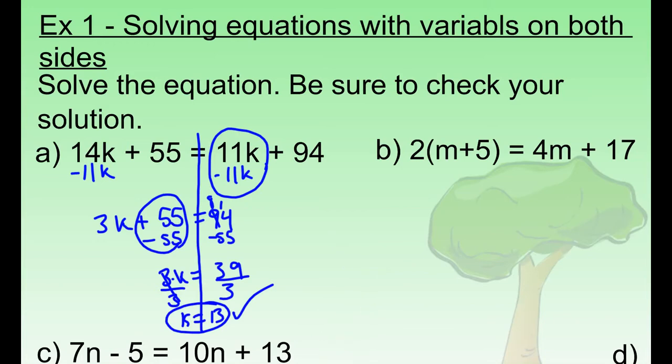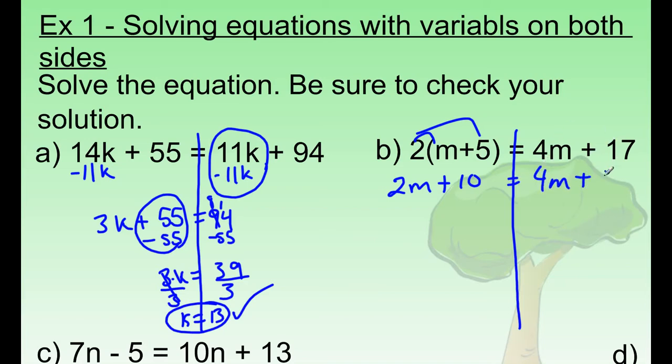So let's see what the answer actually is. We're going to solve the equation. On the left side, there is some simplifying I can do. I can distribute here. I'm going to take 2 times m and 2 times 5, giving me 2m plus 10, and on the other side, there's nothing to do, so 4m plus 17.